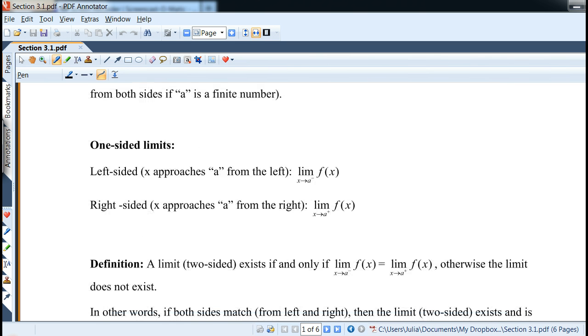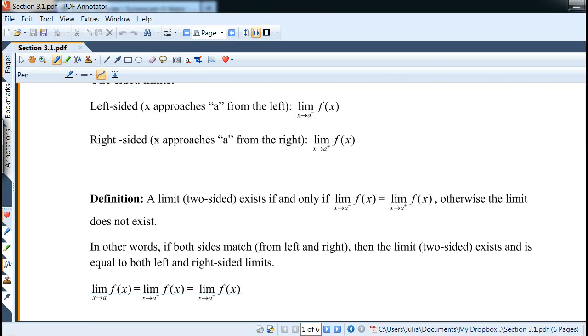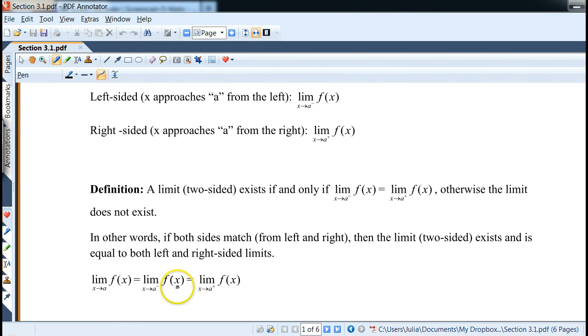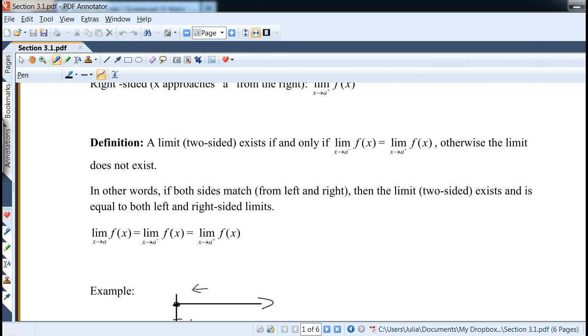So what we need is both of those sides to match. If they match, then the limit exists, and it is equal to both the left and the right-hand side. If they do not match for any reason, then the limit does not exist by definition.